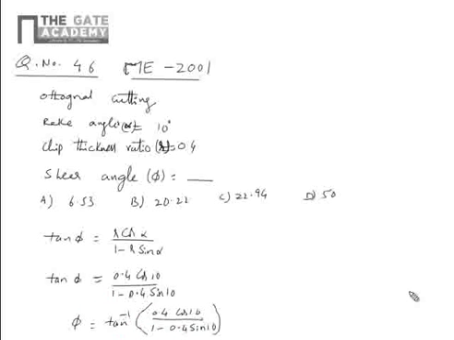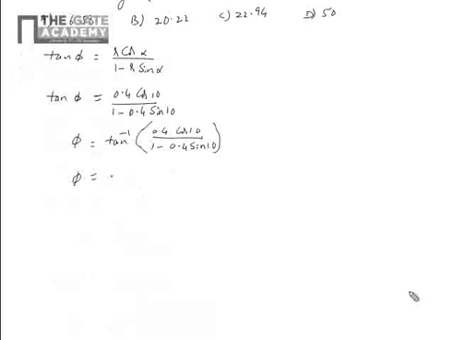This is a very simple simplification. You can get the 2 marks in 30 seconds, even though the question is a 3 minute question. So the phi value is 22.94 degrees. So the answer for this problem is C.